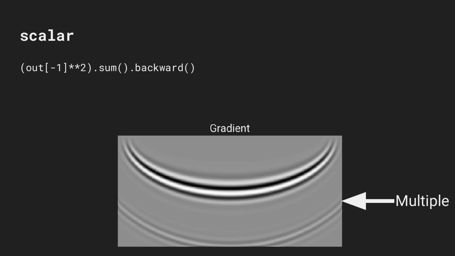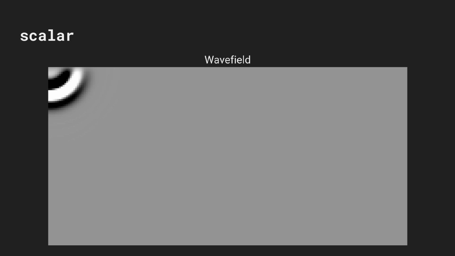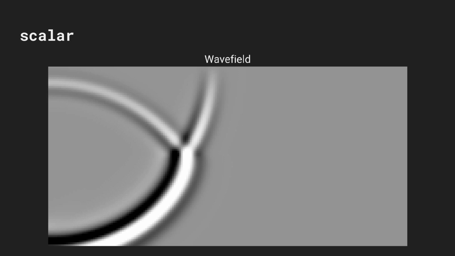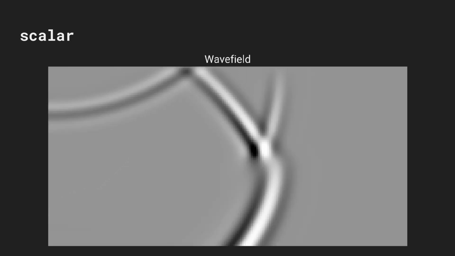And here are some snapshots of the wave field, which we can also make with Deepwave. We see the source wave expanding out from the source. It interacts with the velocity interface, so some of the wave is reflected and some is transmitted. And here you can see the surface multiple occurring.